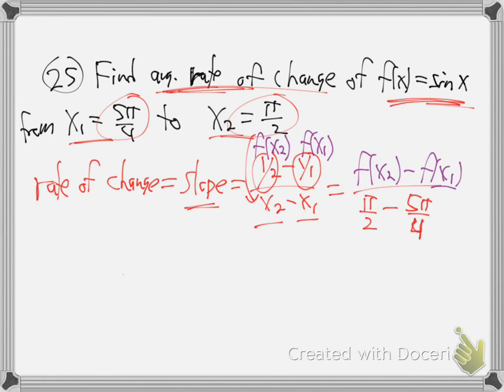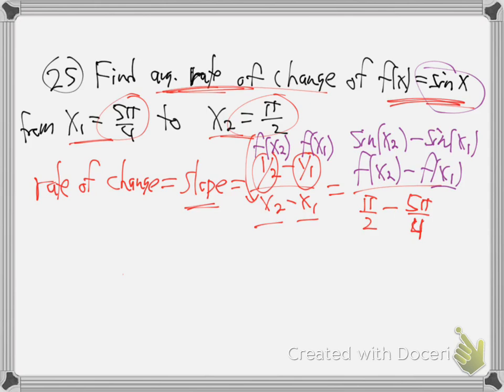Plug in to what? Well, to the function, which is sine. So that means this is sine of x2, and this is sine of x1, because they told me the function is sine. They could have made it cosine. They could have made it tangent. They could have made it log. They could have done anything. But they said the function is sine. So when I plug into the function here, I'm plugging into sine.